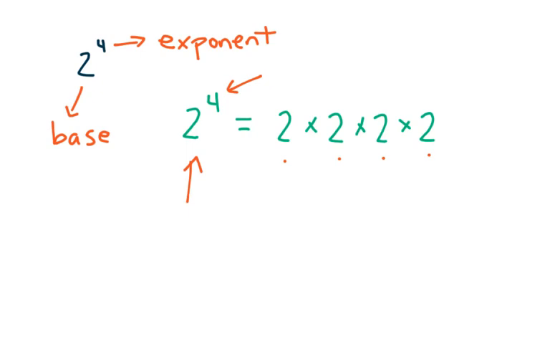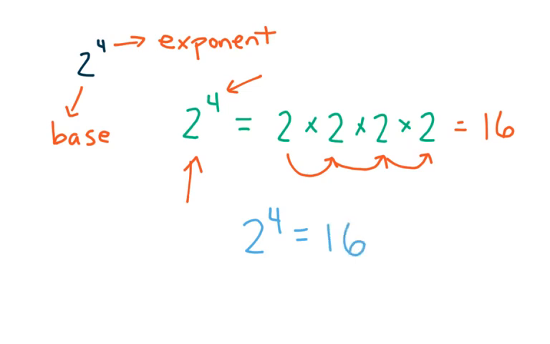And when we multiply this, we have 2 times 2 would be 4, times 2 again would be 8, times 2 again would be 16. So our shorthand way of writing repeated multiplication in this particular case is that 2 raised to the 4th power, which is 2 times 2 times 2 times 2, is equal to 16.